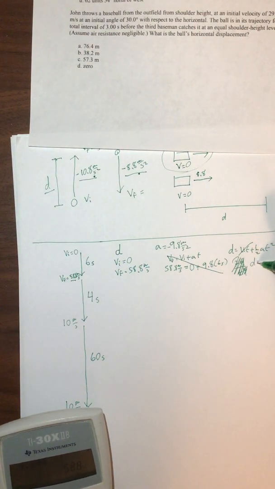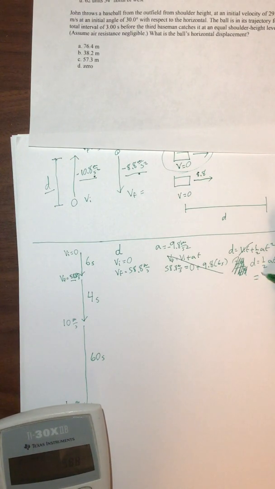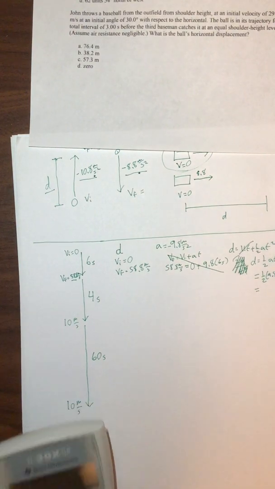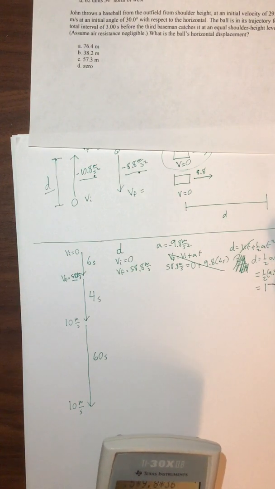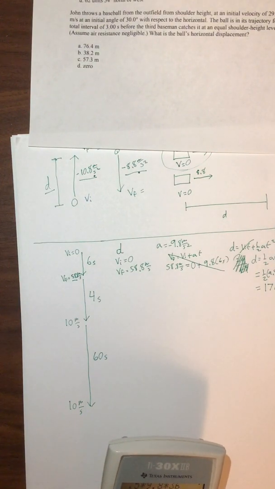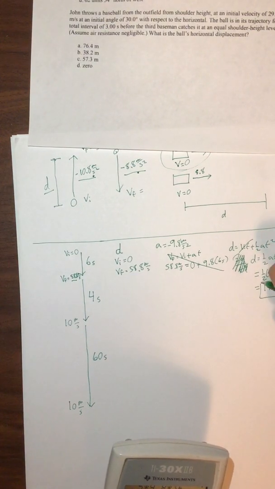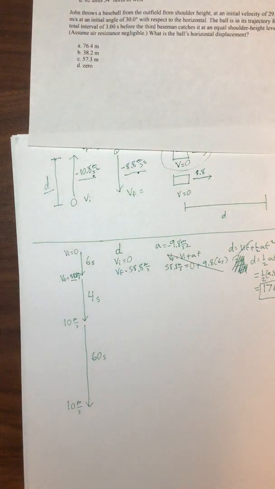So I just need to figure out 1/2 AT squared. So 1/2 9.8 times 6 seconds squared, giving me 0.5 times 9.8 times 36. So this first section has a displacement of 176.4 meters. Okay, so pretty far for 6 seconds.